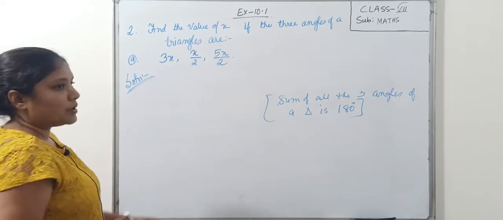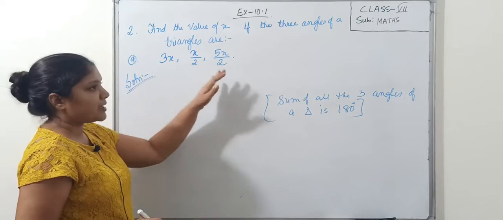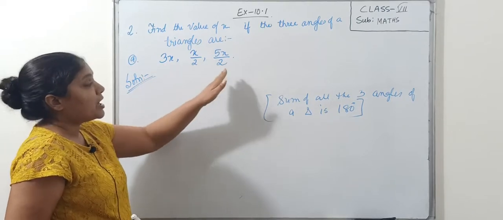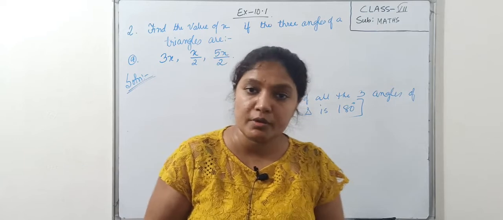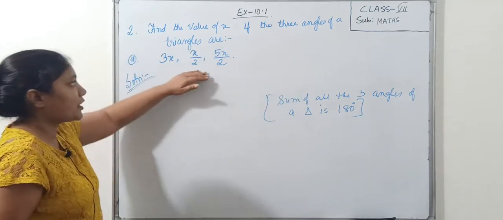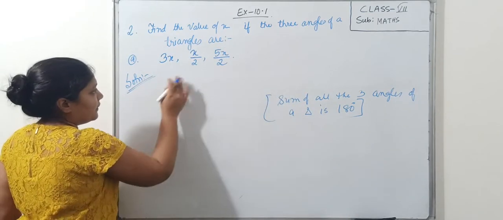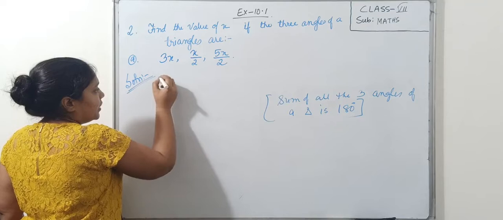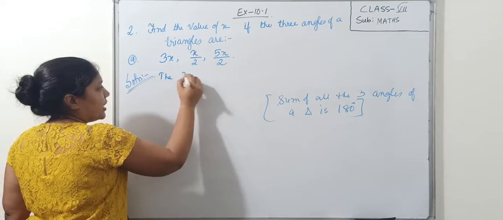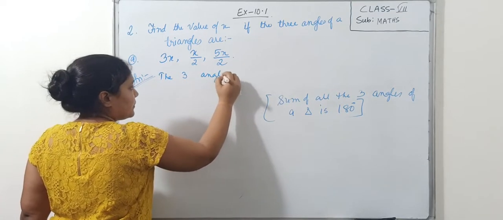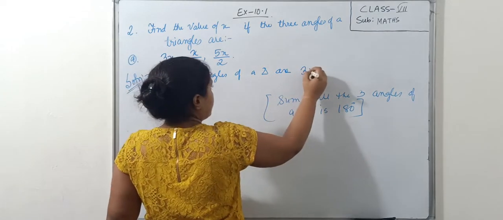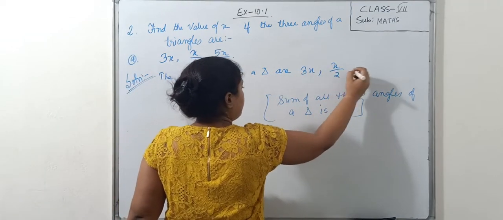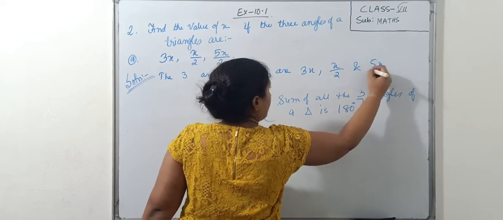Okay. So students, now in our question what are the three angles? It can be in any form. It can be in decimal form. It can be in fraction form. Right students? So it is given here in fraction form. So how we will solve in the fraction form? Let us see. We are going to write again the three angles of a triangle are thrice x, x by 2 and 5x by 2.